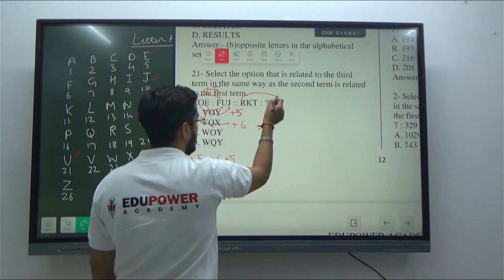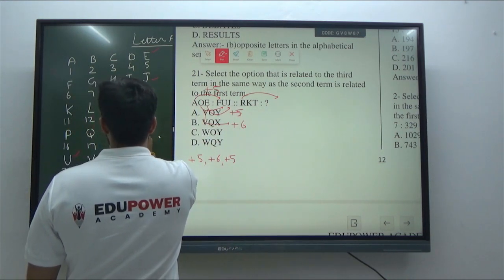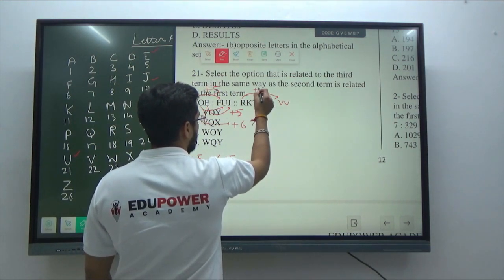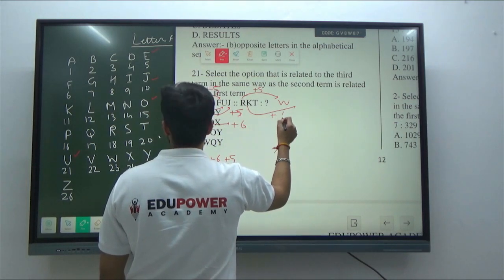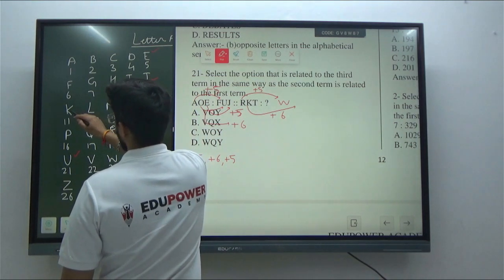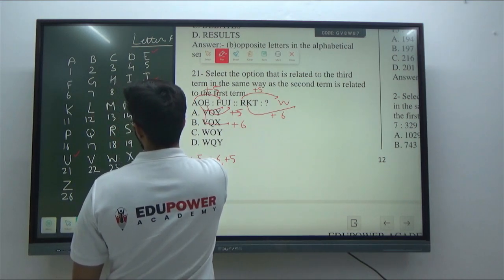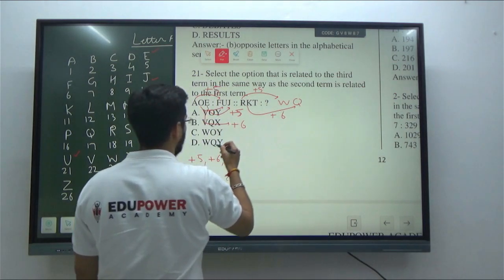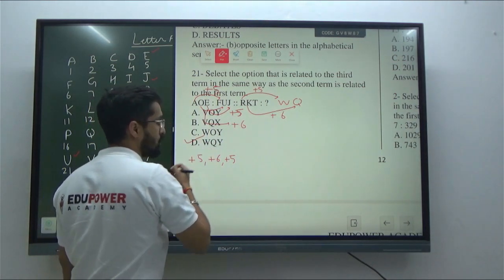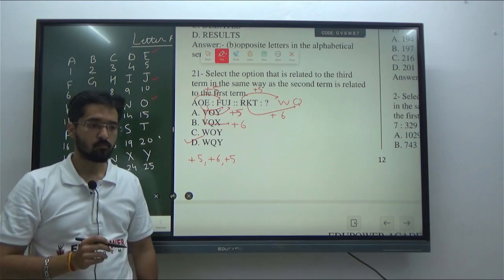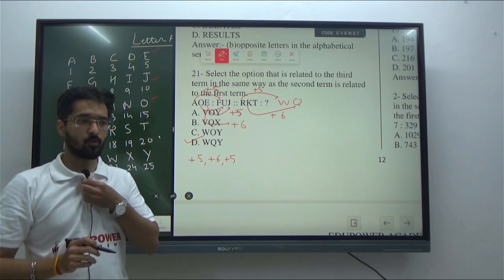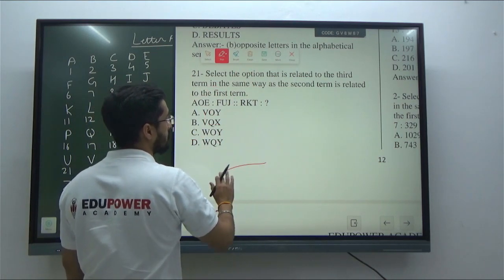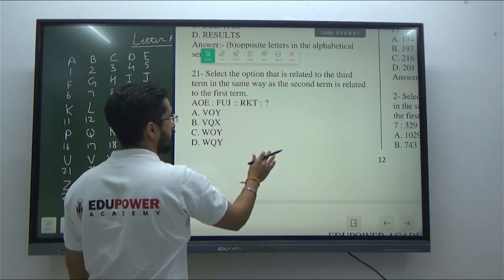Now from R, plus 5, 1 2 3 4 5, W. From K, plus 6, 1 2 3 4 1 2 3 4 1 2 3 4 5 6, Q. WQ is only in one option, that is option number D. I hope the approach is clear to you. Moving on to the next question.